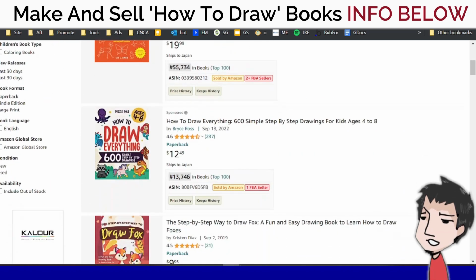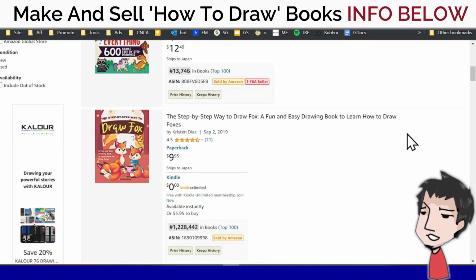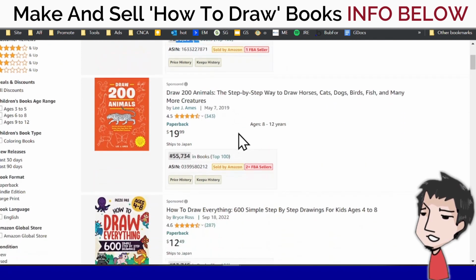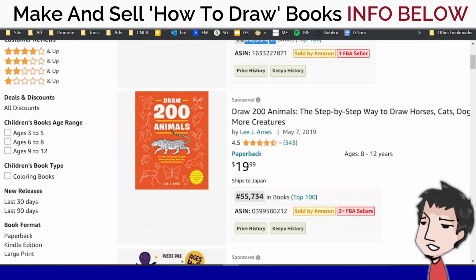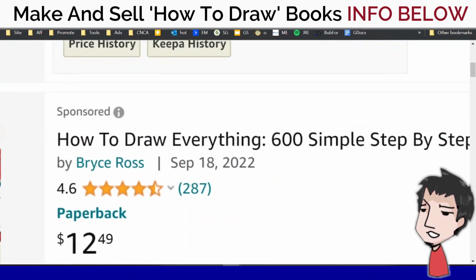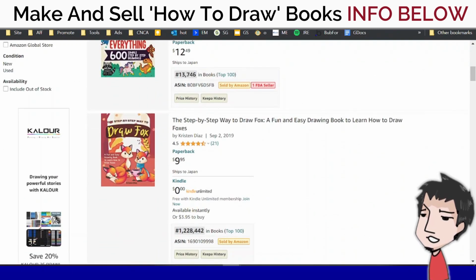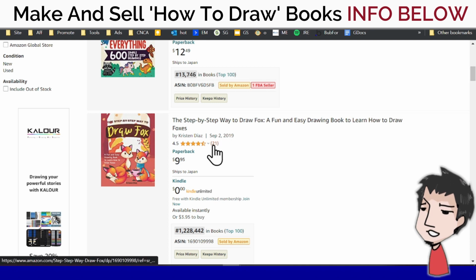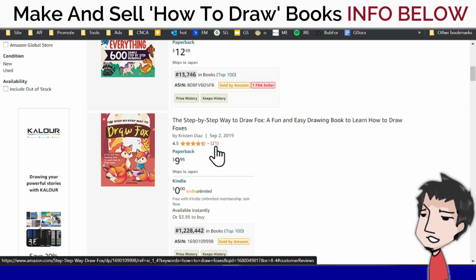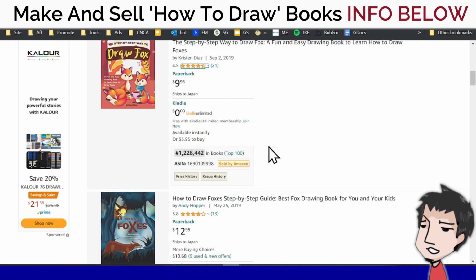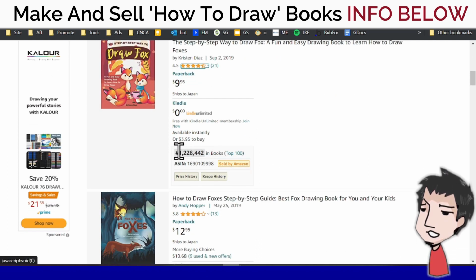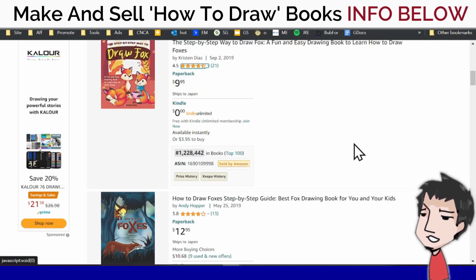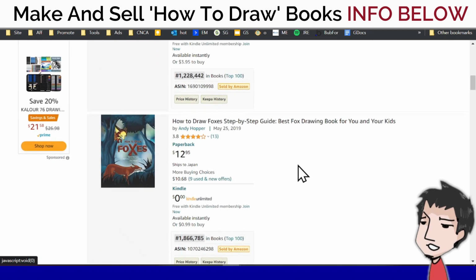Okay, but we don't have the exact keyword how to draw. Oh, we do right here. The second organic result, because these results here are ads, right? So you can see here sponsored, and you can see here as well sponsored, right? But the second organic result is how to draw foxes. Again, 21 reviews, mostly positive. They have a BSR of over 1 million. And again, not very much competition here.